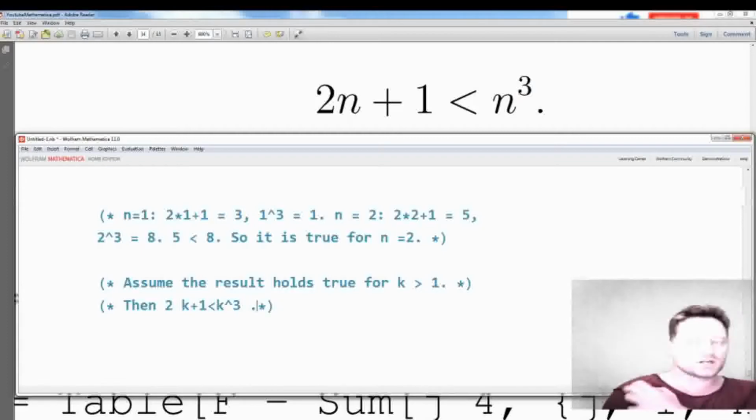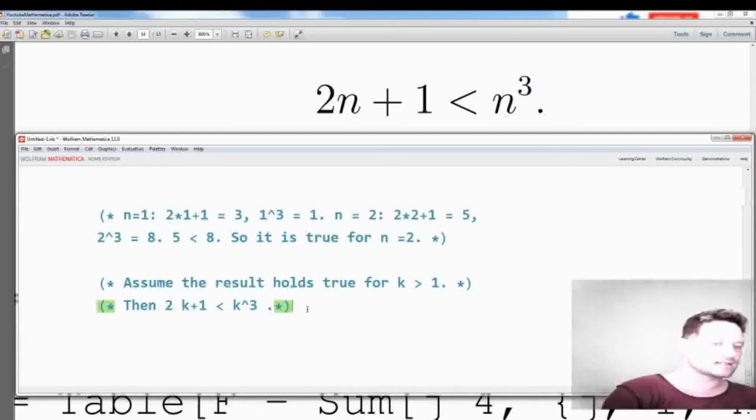Now what we want to do is show that this implies that the statement is true for the next n, which will be k plus 1. So we need to do so with legitimate arithmetic means. Now, the easiest way to do this is to, let's see, if we multiply the right-hand side by k, then we get k to the 4th. So that's not suitable.